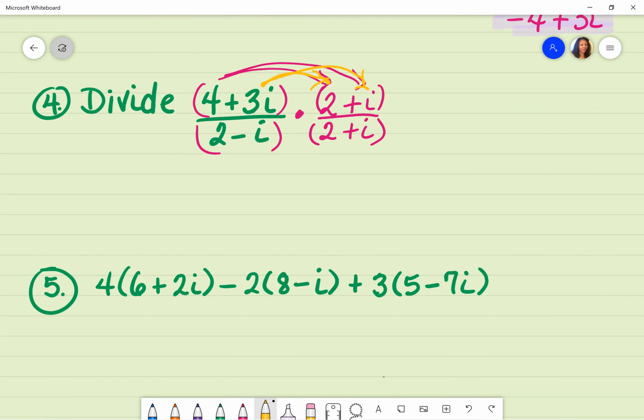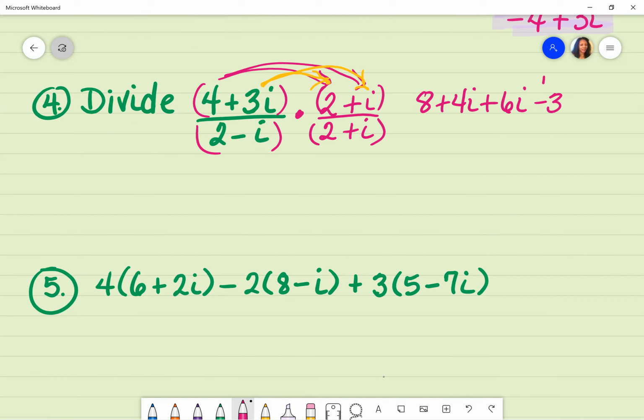Not much better, but hopefully it'll help you follow it. 4 times 2 is 8. 4 times i is plus 4i. 3i times 2 is 6i. And then 3, just looking at the numbers, 3 times 1 is positive 3. And I know that i squared is going to change the sign.